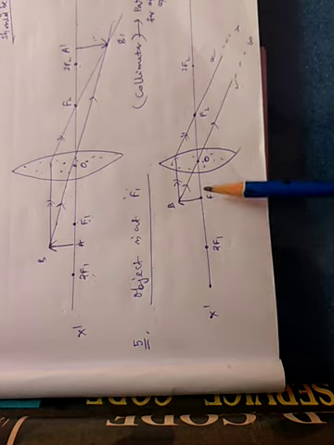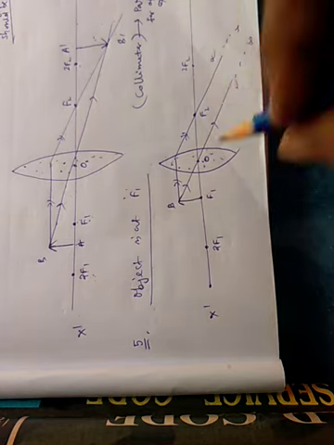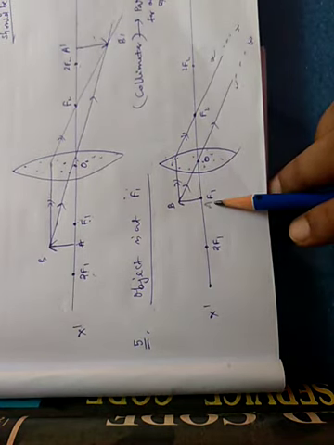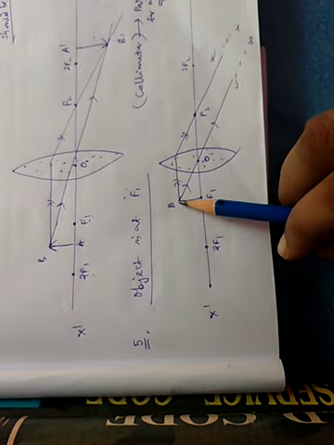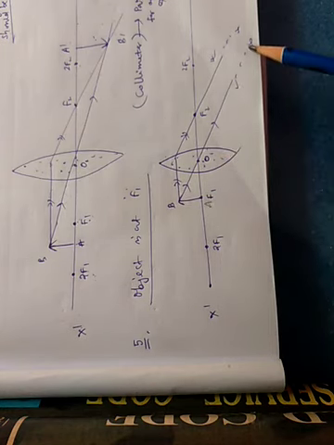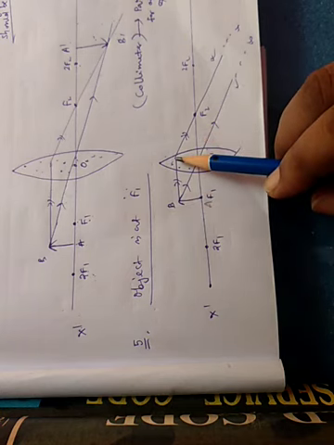Here the object is AB, situated at the first focus. Now the incident ray coming from the point B passing through the optic center remains undeviated. Now another incident ray is parallel to the principal axis.